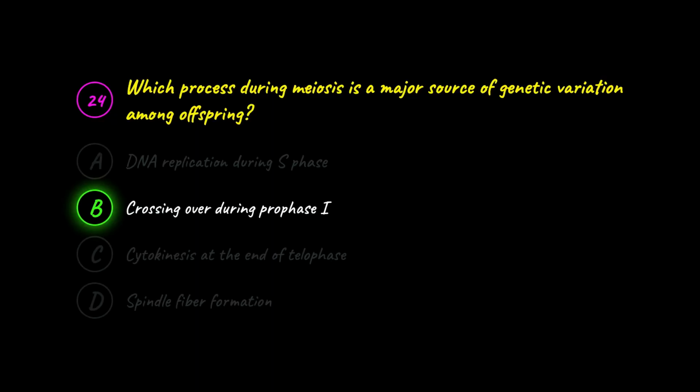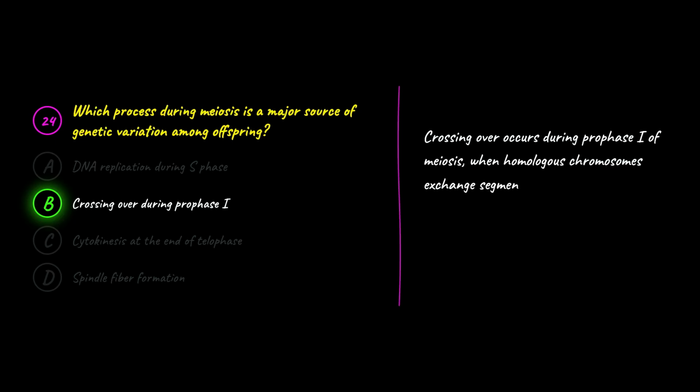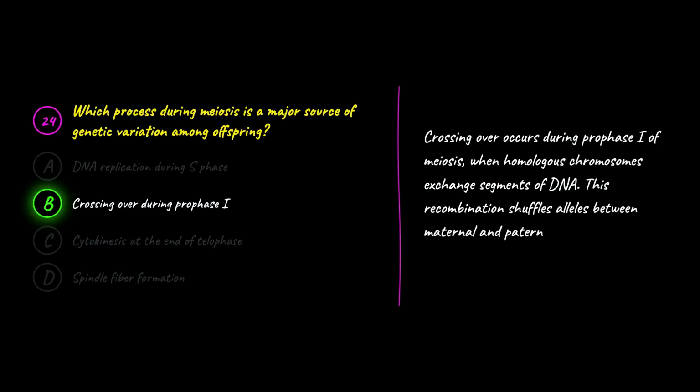The correct answer is B. Crossing over during prophase I. B is correct because crossing over occurs during prophase I of meiosis, when homologous chromosomes exchange segments of DNA. This recombination shuffles alleles between maternal and paternal chromosomes, creating new combinations of genes in each gamete.